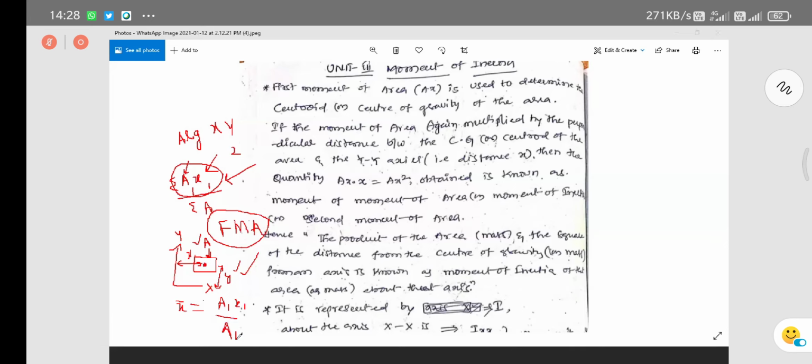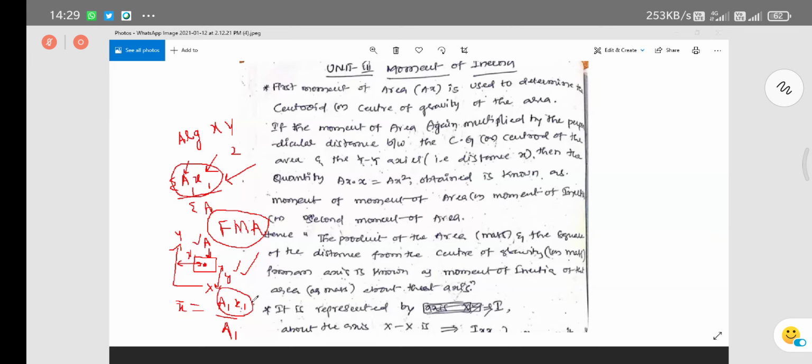Okay, so area 1 is nothing but A only, and x1 is nothing but x only, with respect to your y coordinate. I am going to get area into x. With respect to the x axis, I am going to get area into y. So this area into x, area into y is going to be called a first moment.